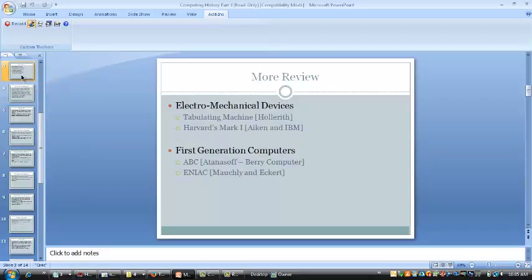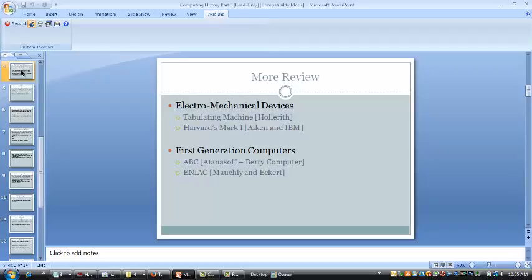So then we moved to the tabulating machine, the Mark I, the ABC. Oh, and I forgot the ENIAC, which was one of the first generation computers. Again, large, primarily for math. I think it had a lot of vacuum tubes, took up a lot of space, very expensive, weighed tons.